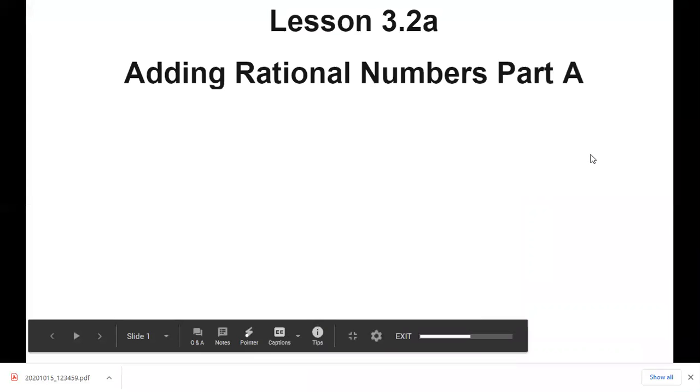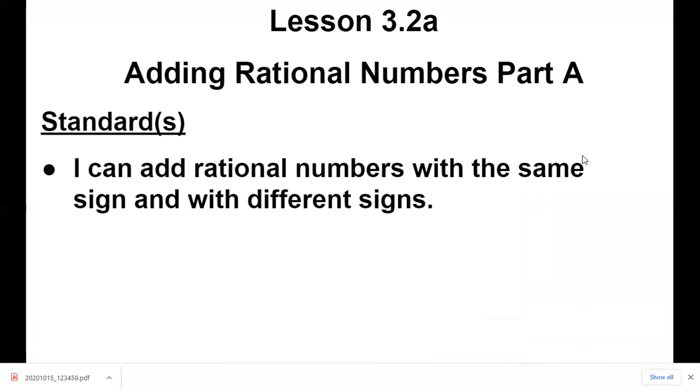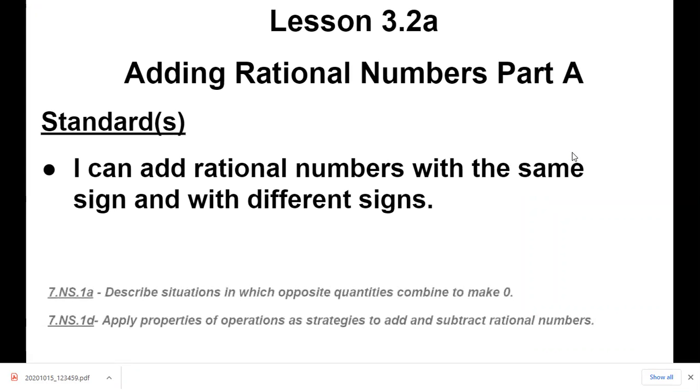Okay, so 3.2a, adding rational numbers. The standard is I can add rational numbers with the same sign and with different signs, similar to what we've been doing with integers, just harder numbers. So the standards are NS1A and NS1D. Describe situations in which opposite quantities combine to make 0, and apply properties of operations as strategies to add and subtract rational numbers.